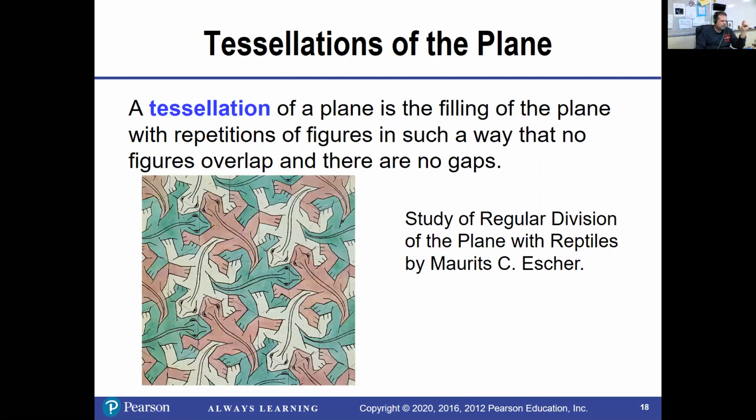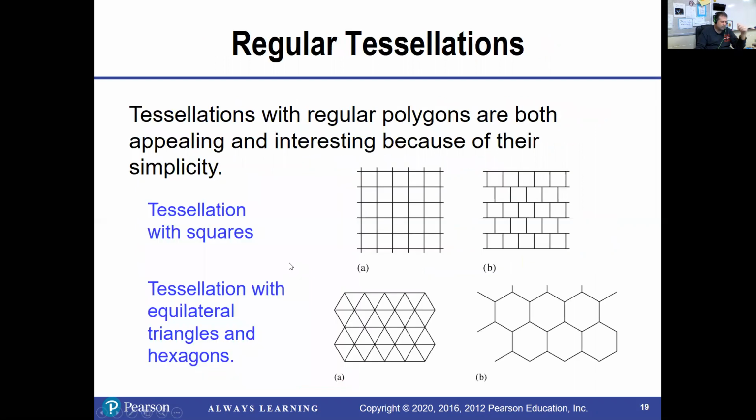All right, so that turn takes us to what's called a tessellation. A tessellation of a plane is the filling of the plane with repetition of figures in such a way that no figure overlaps and there are no gaps. Okay, so notice this has got the same lizard, different colors. Sometimes tessellations can have colors, which have to continue the shape. Okay, here we have the shape, and notice you can find the center of rotation right there.